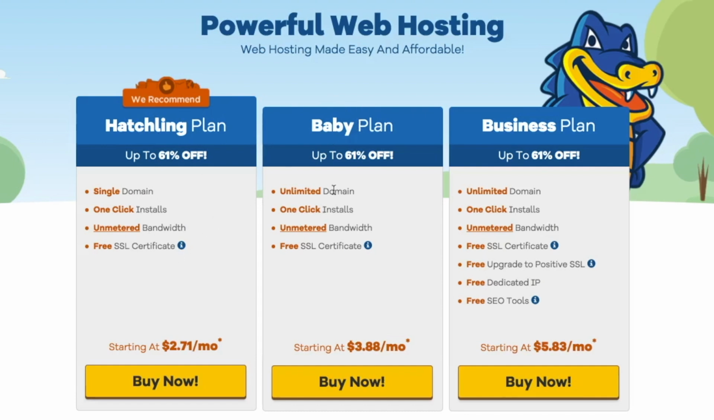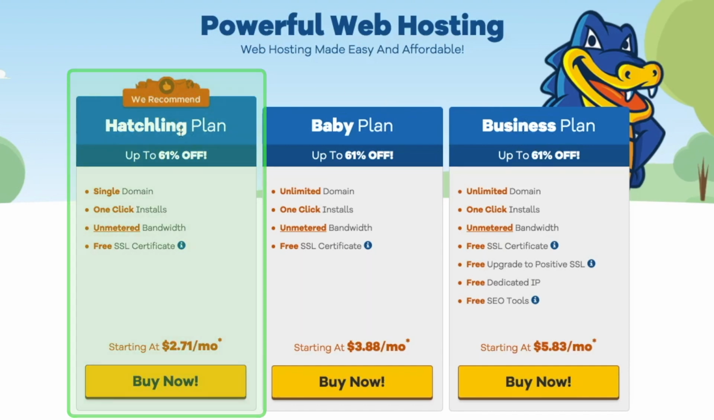You've also got the Baby, which gives you unlimited domains in case you want to have more than one domain name. And then you've got the Business plan. And I really only recommend the Baby and the Business plan, especially the Business plan once your website starts making a lot of money, if that's what you're trying to do with it. And you can always upgrade to that later. So for now, let's just go ahead and start with the cheapest plan, which is the Hatchling plan.